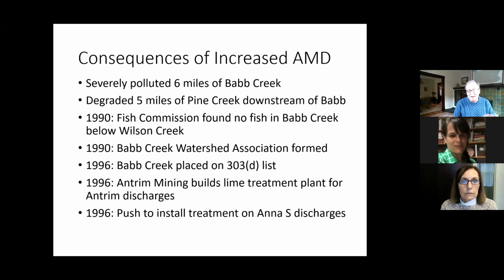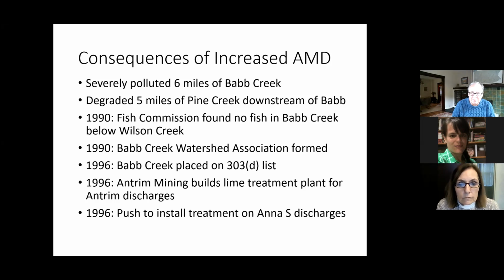And so as a result of these changes in the chemistry coming out of this mine, and at the same time this was happening, there was the same kind of mining going on across the valley in the town of Antrim, and the same things were happening over there. So this increased acid mine drainage pollution severely polluted Wilson Creek, and then Wilson Creek runs into Babb Creek about a mile below where these discharges come in, and it devastated Babb Creek all the way down to Pine Creek, and Pine Creek became impacted downstream of Babb Creek, and got a lot of people's attention.